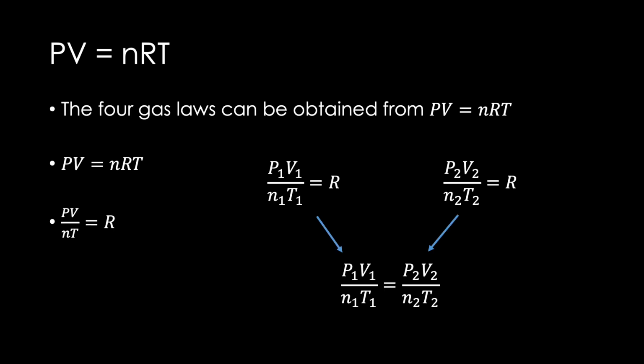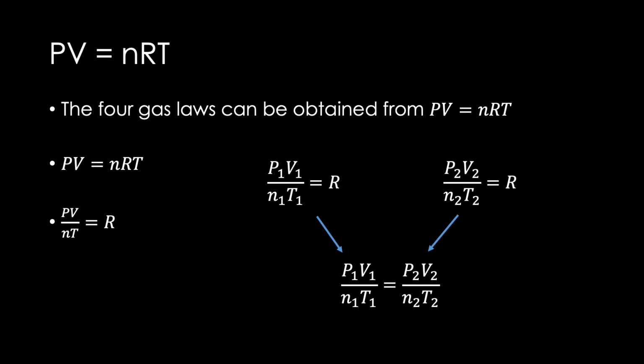So we've seen that we can predict the value of one variable given the values of the others for one given situation. But what if we want to predict how things will change from one situation to another? We can simply rearrange our equation and label it to indicate two different situations.